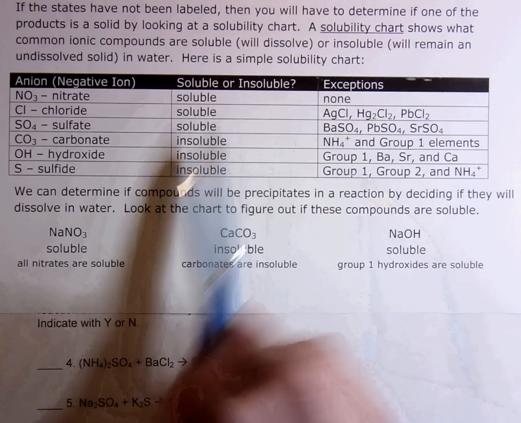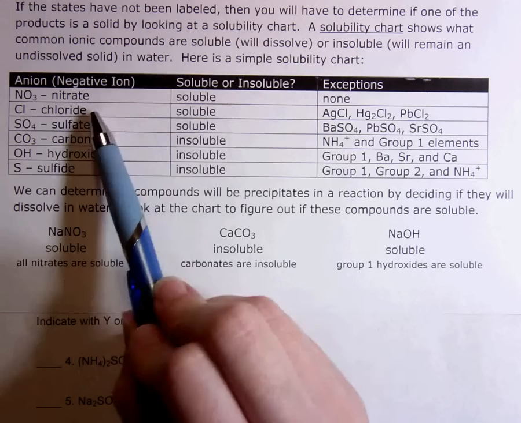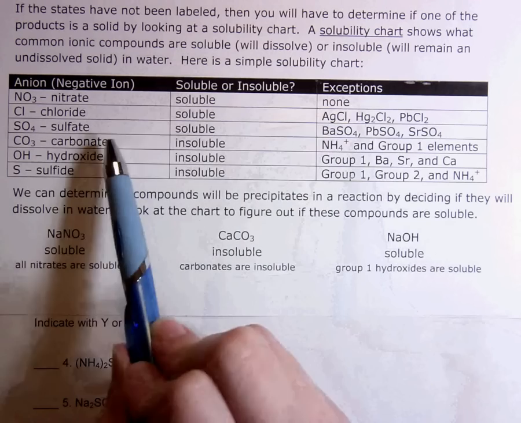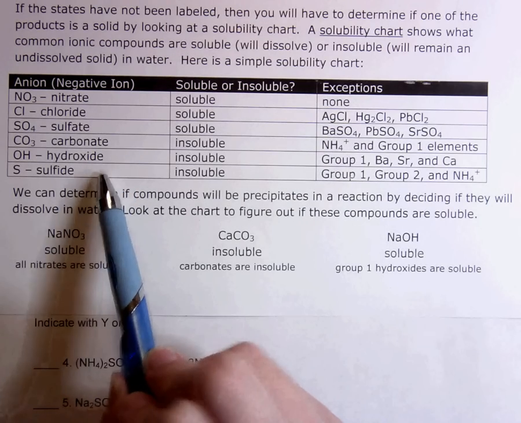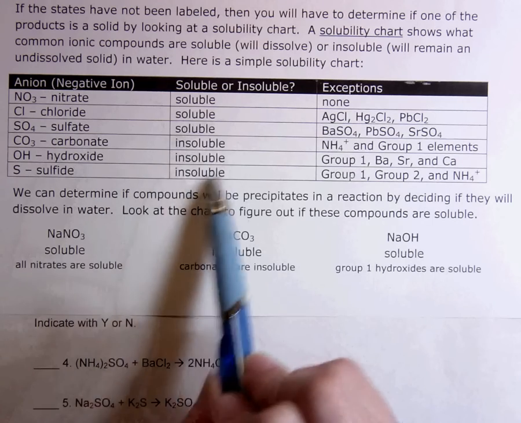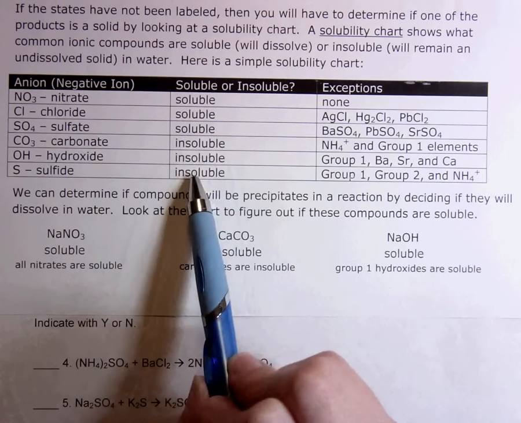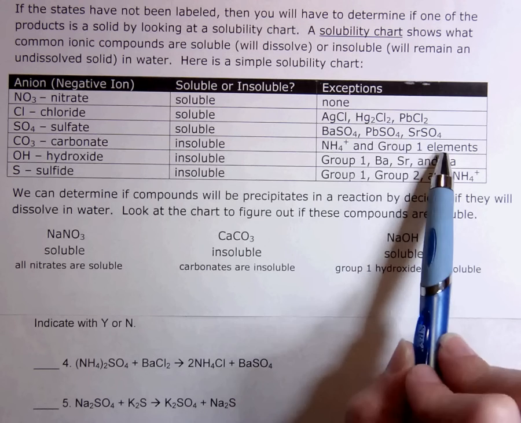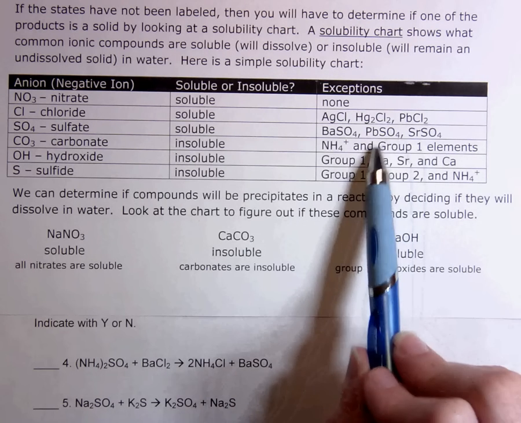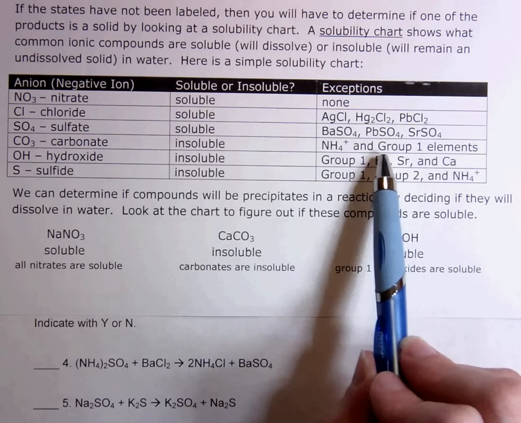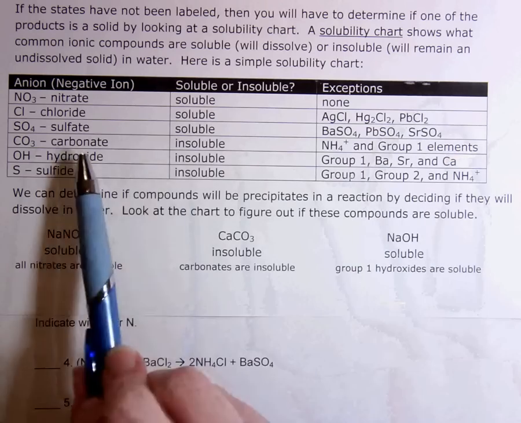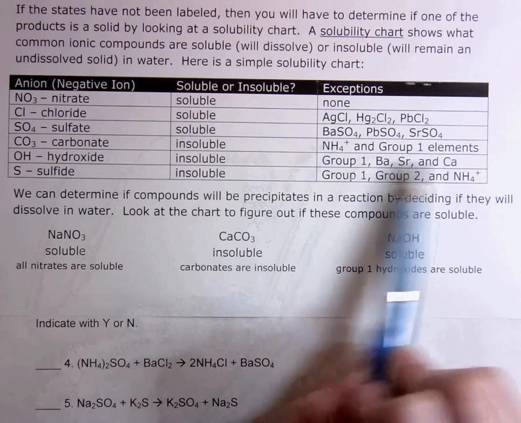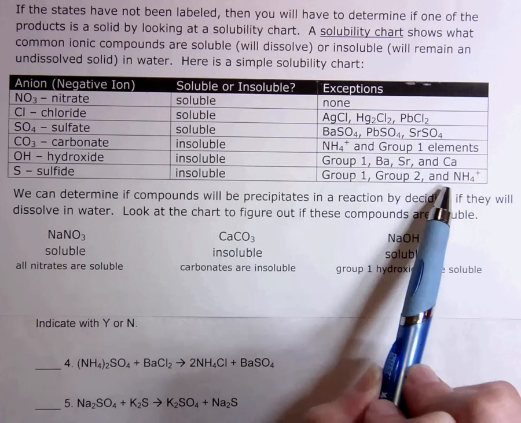The way to read this again, any of these, nitrate, chloride, and sulfate, are soluble unless it's one of these. Carbonate, hydroxide, and sulfide will all be insoluble, not soluble, so they'll be solids unless they're one of these. Right? Group 1 elements means any of the elements in group 1, hydrogen, lithium, and so on. So these will all be insoluble, they'll form solids unless it formed with one of these positive ions.